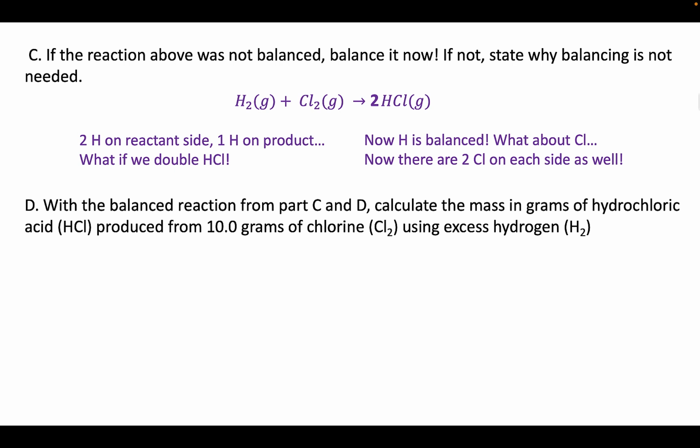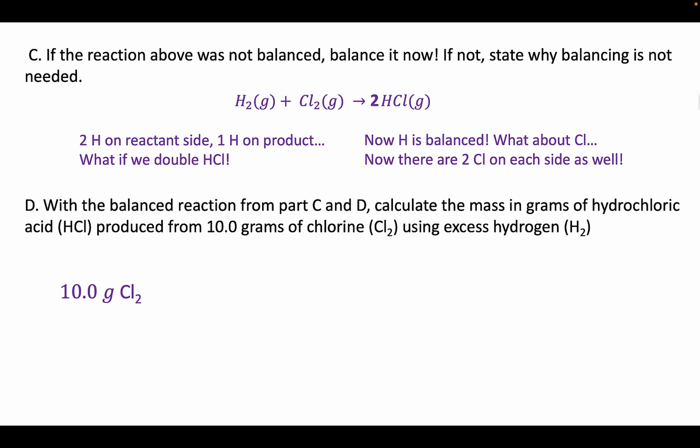So we've made the balanced chemical reaction here in the previous parts, and now we want to calculate the mass in grams of hydrochloric acid produced from 10 grams exactly of chlorine in excess hydrogen. So let's start with what we know, right? This is where we always want to anchor one of our calculations. Start with what we know, 10 grams of Cl2.